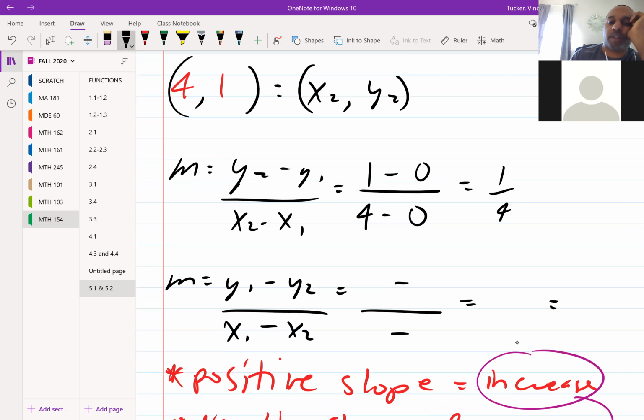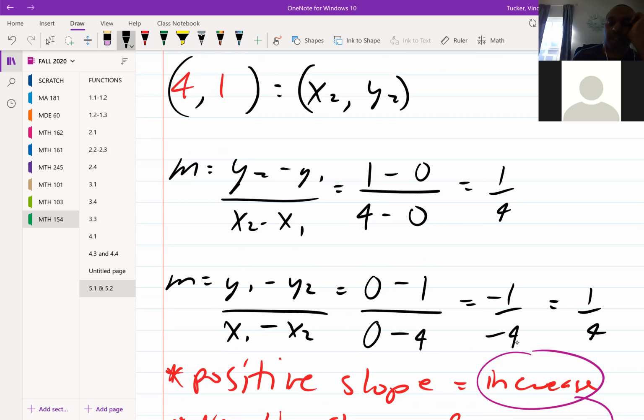If I go the other way, that's going to be 0 minus 1 and 0 minus 4. So that's negative 1 over negative 4, which is positive 1/4. So either way, you'll get the same number as long as you stay consistent. Once again, y2 use first up top, then use x2 first down bottom. Or if you use y1 first on top, use x1 first down bottom.